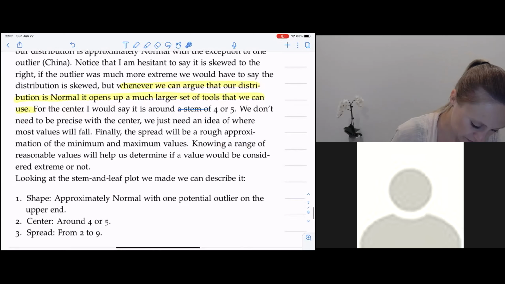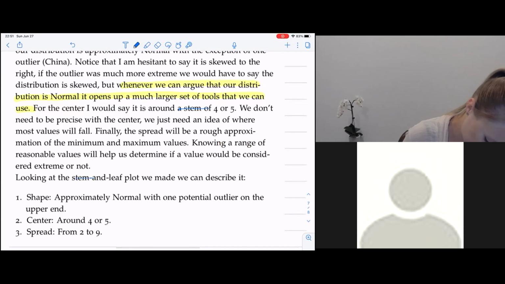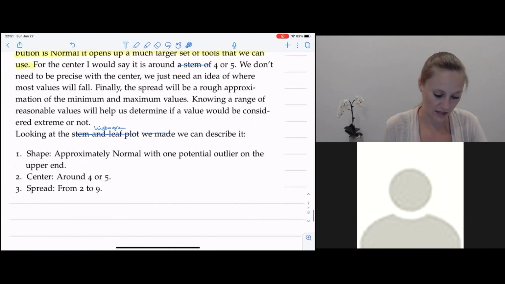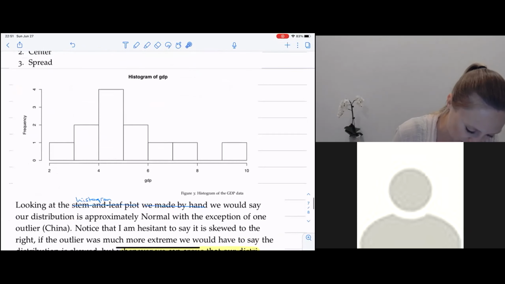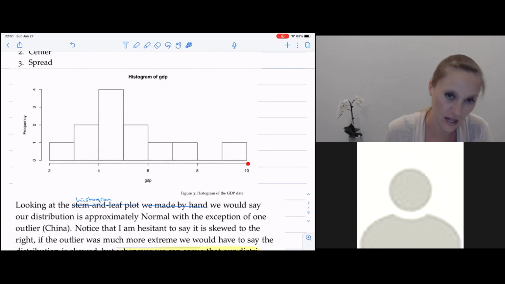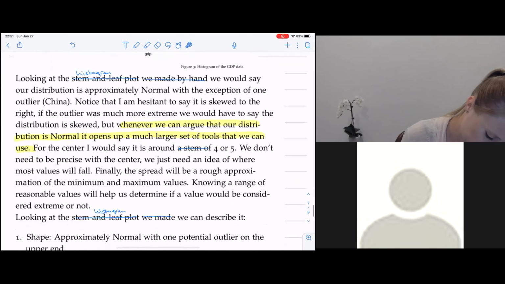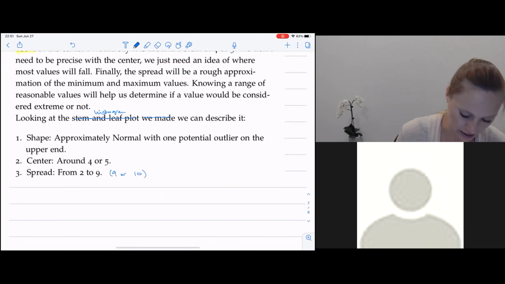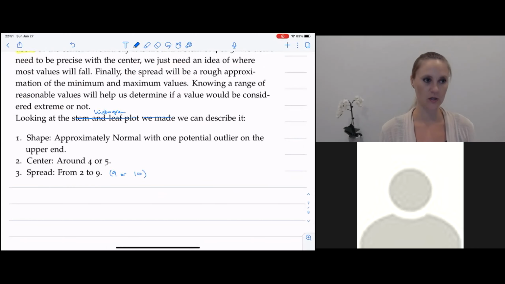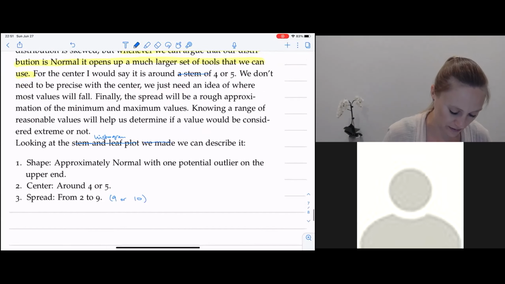Okay. So looking at the histogram, we would describe it as the shape is approximately normal with one potential outlier on the upper end. The center is around 4 or 5-ish, and the spread is from 2 to 9. So let's have a look here. Yeah, so from 2 to 9 or 10. 9 or 10-ish. Right. Rough approximations. Okay, good.